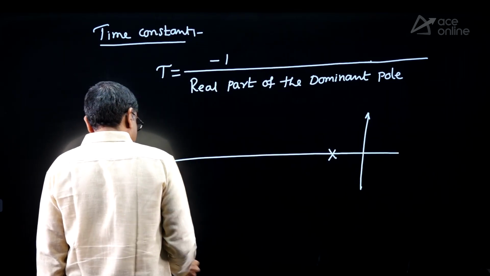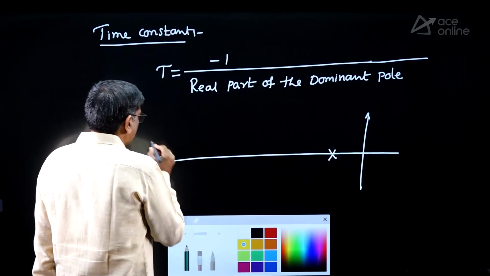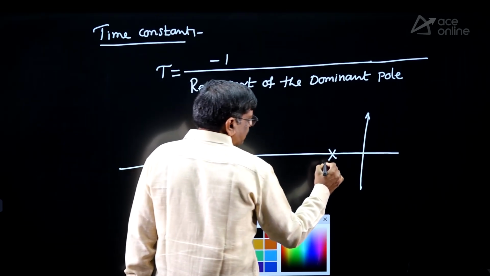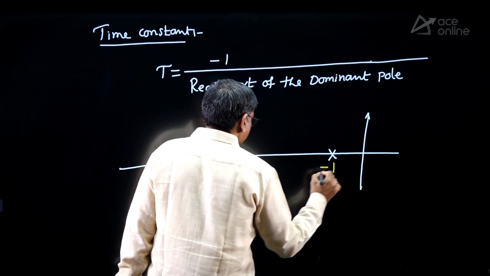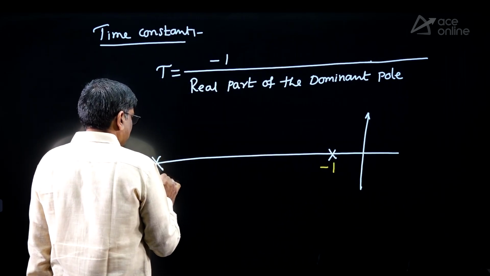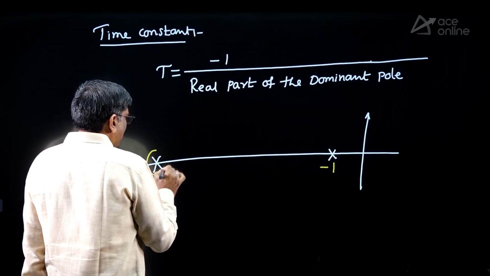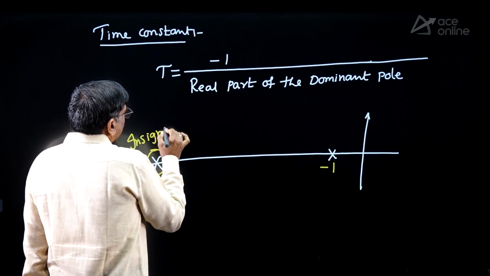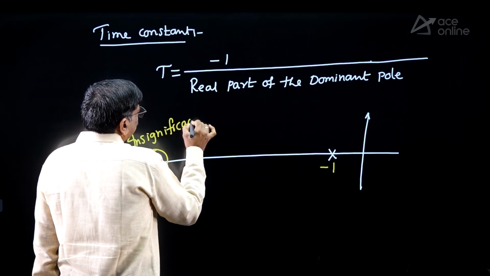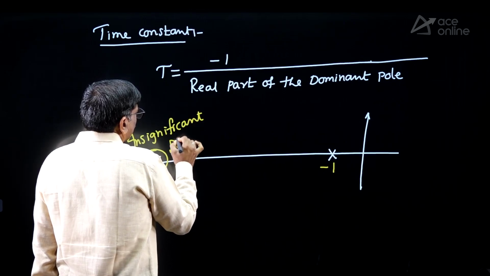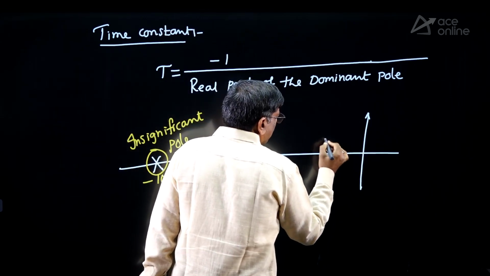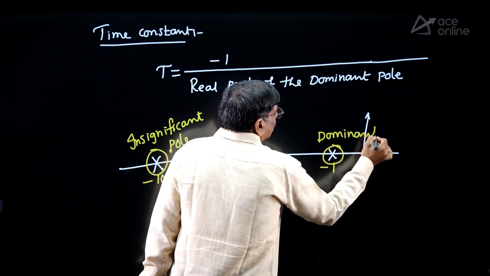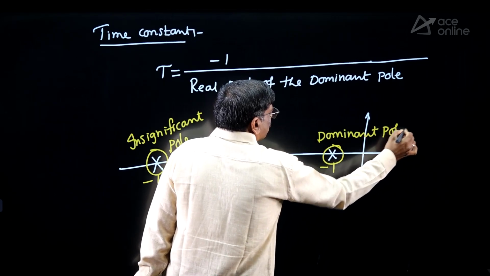You can say this is an insignificant pole, but the condition to say insignificant pole is time constant less by 5 times. For example, if I take this as -1, this should be taken as -10. I can say blindly it is an insignificant pole. This is called the dominant pole.